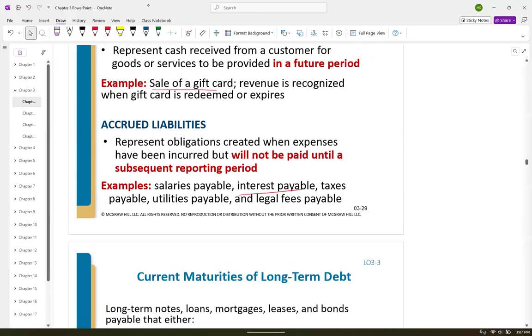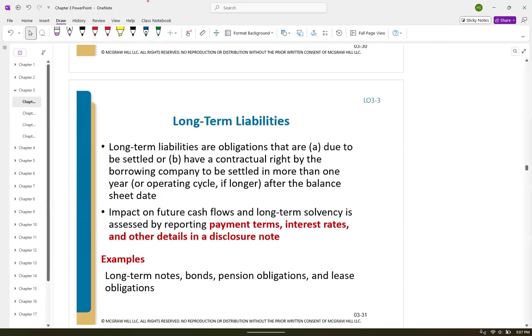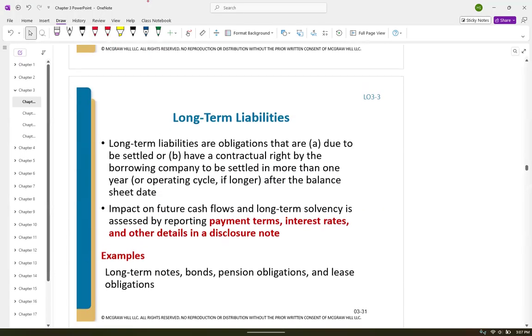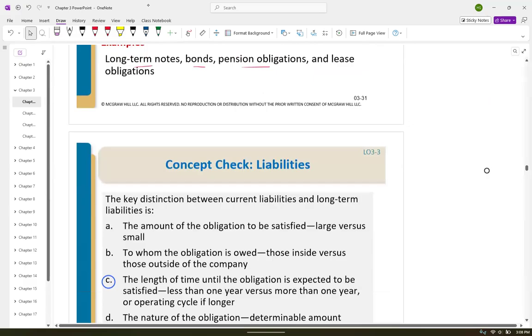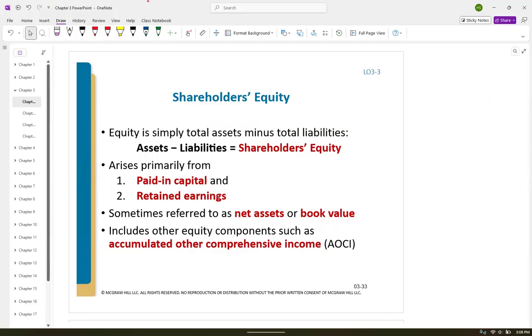Okay. I've already mentioned current maturities of long-term debt and some long-term debt examples: long-term notes, bonds, pension obligations, and lease obligations. Okay, we have a whole chapter on pensions to come. All right. I'm kind of skipping over some of those little questions. Y'all are free to go back and look at those on the PowerPoint or pause the video and look at it. All right. So now we have the shareholders' equity.